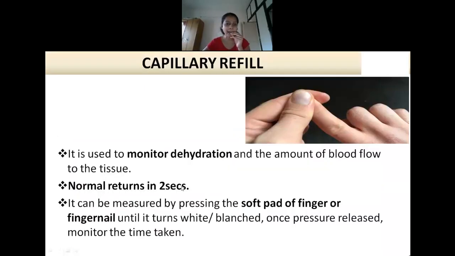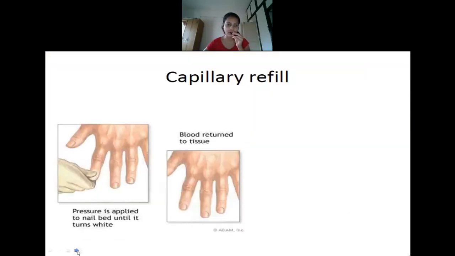Next, how to check for capillary refill. I have already explained this, I need not tell you again. You have to hold the fingertip and press it for a few seconds. It will blanch. Then slowly release, and it will become pink. So normally it has to return within 2 seconds. It is very important, students. Please, you should know how to do the capillary refill test. Once the pressure is released, the pink appearance or blood circulation will return normally within 2 seconds.